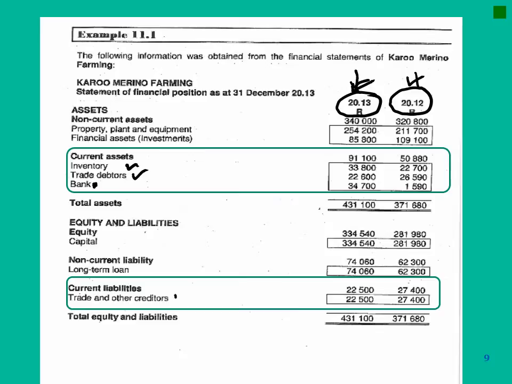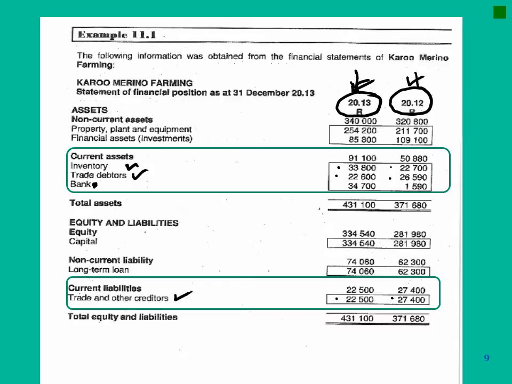So the 22,700 is the opening balance for inventory for the year. This is the closing balance, 33,800. Debtors, 26,590 is the opening balance, 22,600 is the closing balance. Same with creditors, here's your opening balance, and here's your closing balance, 22,500. So you need to remember that, because I'm going to be using those numbers to explain to you how to put together the operating section of the cash flow statement.